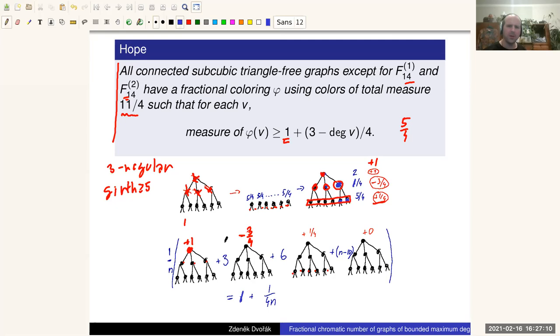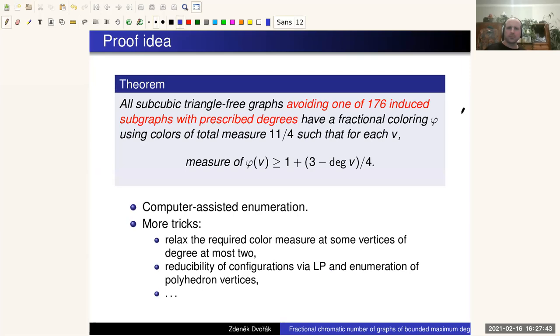And so this would be the end of the proof. Of course, we need to deal with these assumptions. So we would somehow need to deal with vertices of degree 2 and 4 cycles. And when you try to do that, everything starts crashing. The problem is that actually the way that I wrote this claim it is false. There is quite a large number of counterexamples, but it turns out that there are 176 minimal counterexamples, and if you forbid them, then this becomes true.